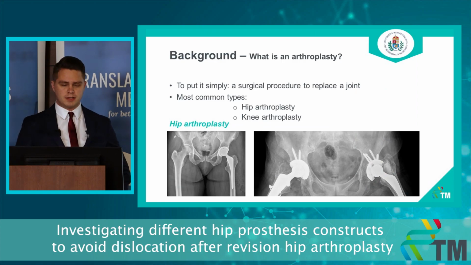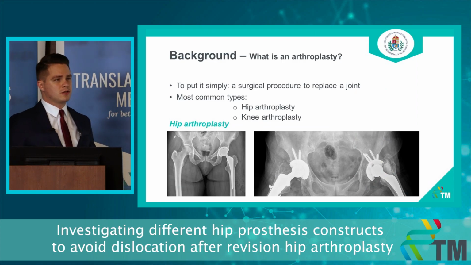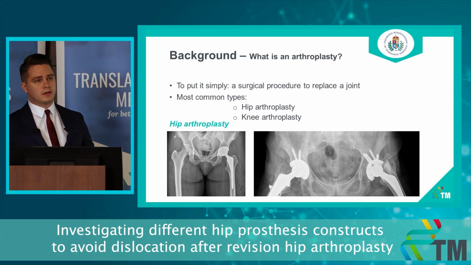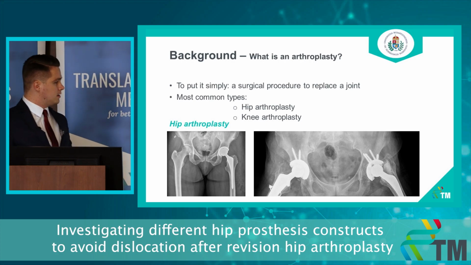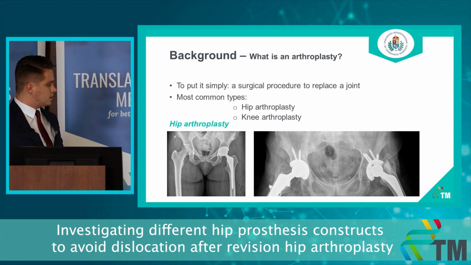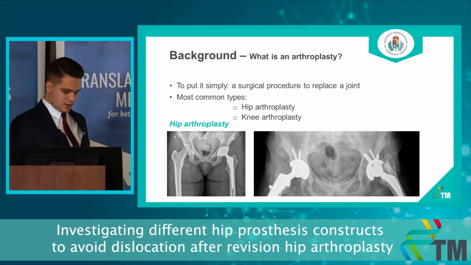So what is an arthroplasty? To put it simply, it's a surgical procedure to replace a joint with an artificial joint. The 2 most common types of arthroplasty are the hip replacement and the knee replacement. Below on the X-rays you can see examples of different hip replacement designs.